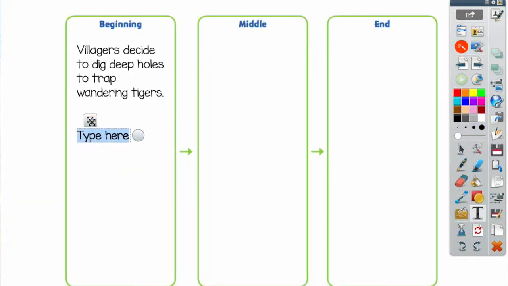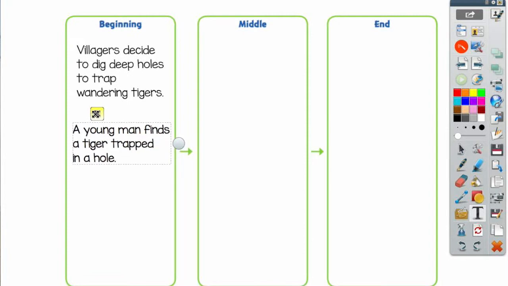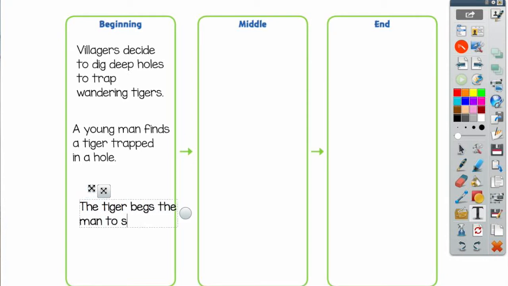So we need to say, a young man finds a tiger trapped in a hole. We also need to mention that the tiger begs the man to set him free.